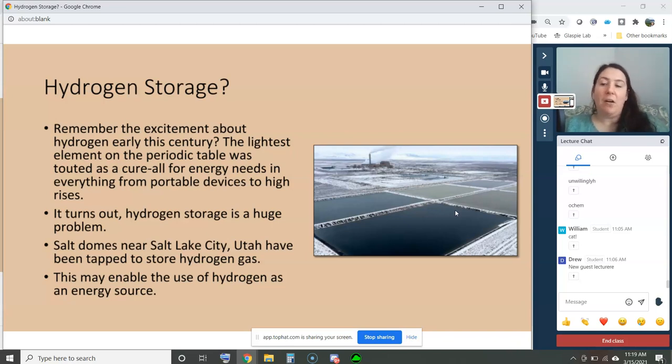And so it turns out that salt domes are now being viewed as a possible storage site for hydrogen. Salt domes near Salt Lake City, Utah have been tapped to store hydrogen gas. This is an image of Salt Lake City, Utah, and some of the salt ponds located there. And if these locations can safely store hydrogen gas, it may enable the use of hydrogen as an energy source, because a lot of the technology has been figured out. It's mainly the storage problem that has to be solved. And so potentially with these new advances in using salt domes as storage, we will have hydrogen as an energy source in the near future. Pretty cool.